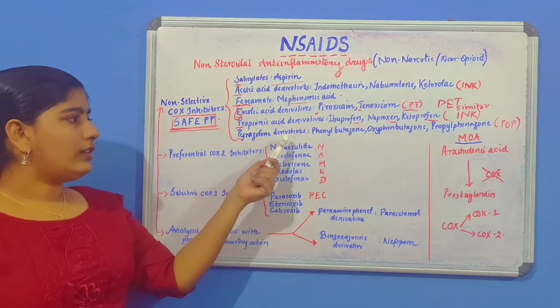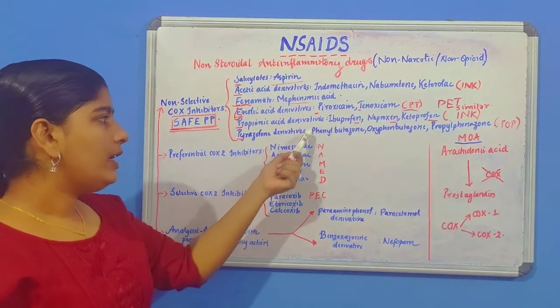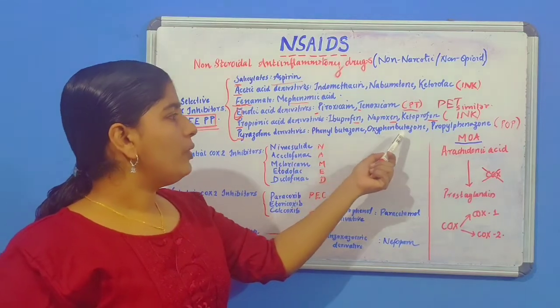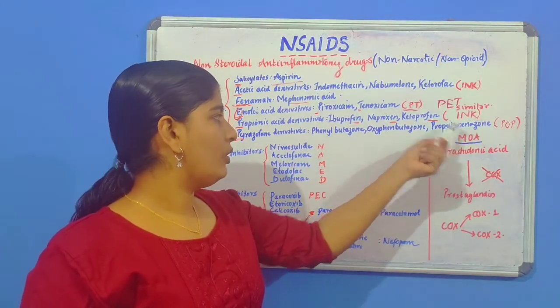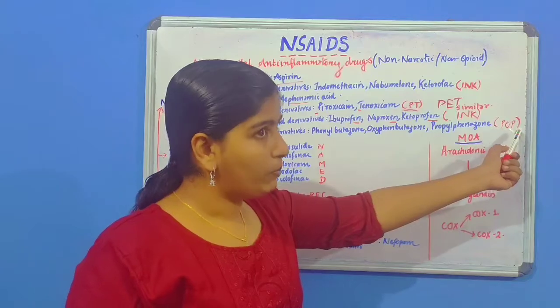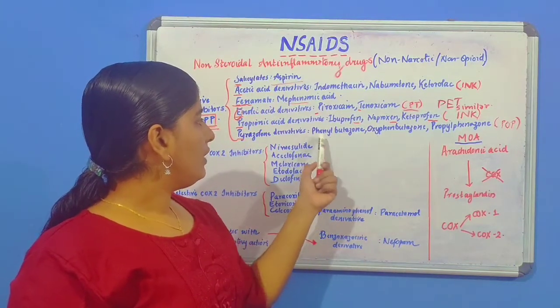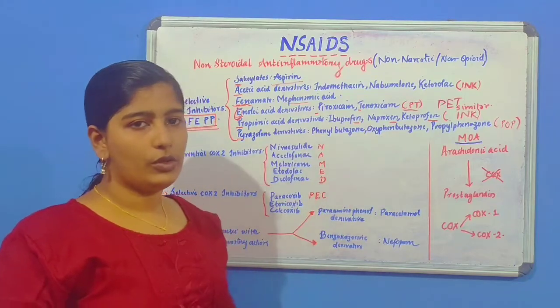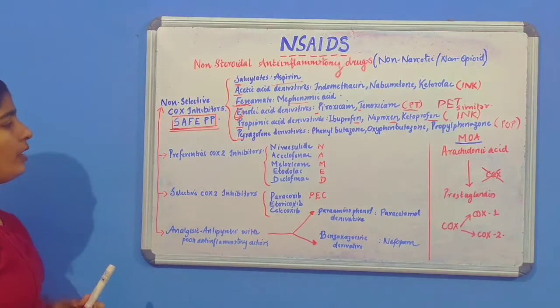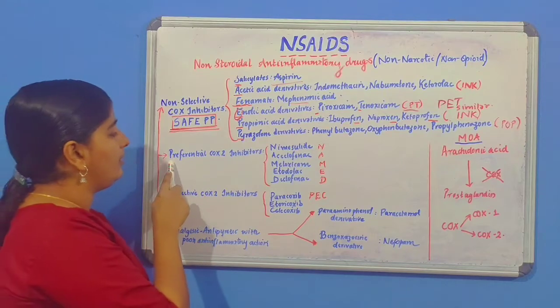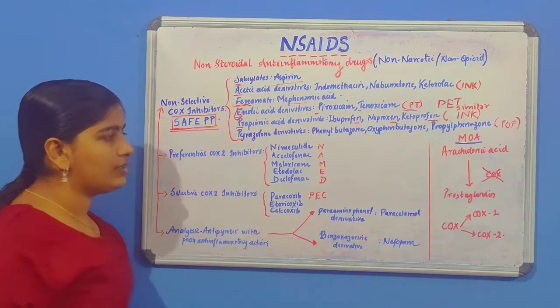Now pyrazolone derivatives. Examples are phenylbutazone, oxyphenbutazone, and propylphenazone. You can remember it by POP, or at least if you can remember these two, both are butazones, phenylbutazone and oxyphenbutazone. Now, the next classification is preferential COX-2 inhibitors.